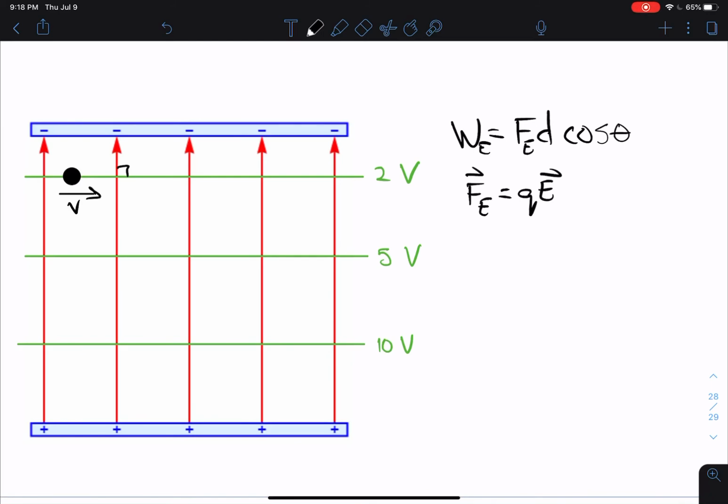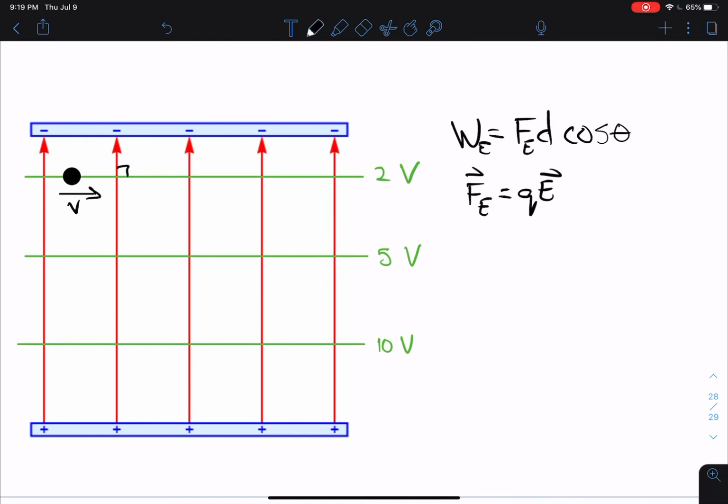Now, because the charge can be positive or negative, that means the force can be either parallel or anti-parallel to the electric field. But even if the force is anti-parallel to the electric field, it's still going to be perpendicular to the equipotential line. So as this charge moves along the equipotential line, the velocity is always at a 90-degree angle to the force.